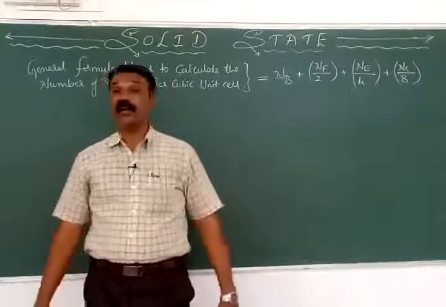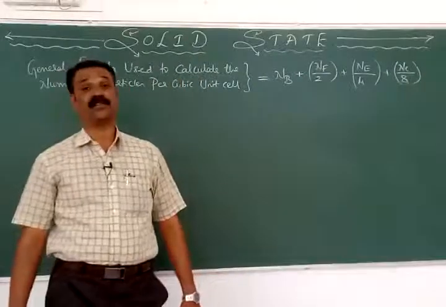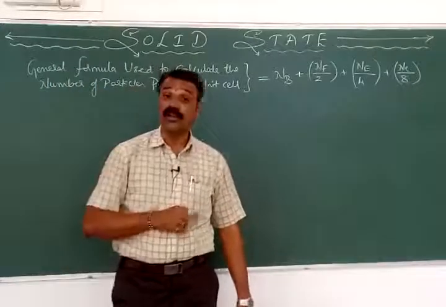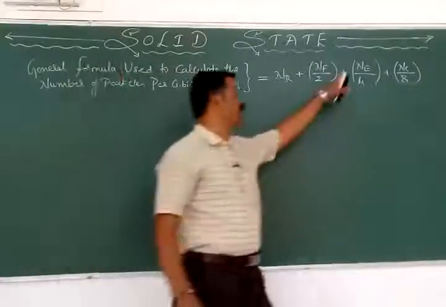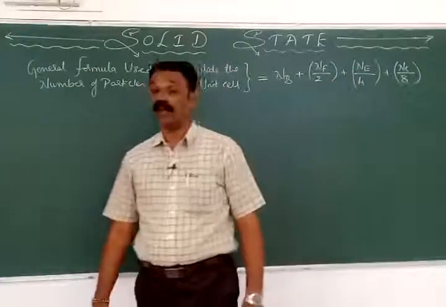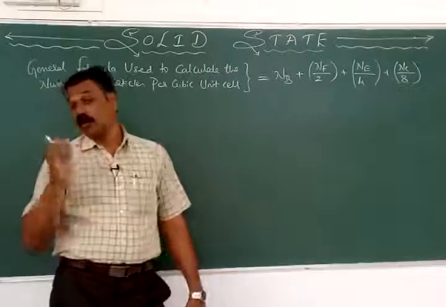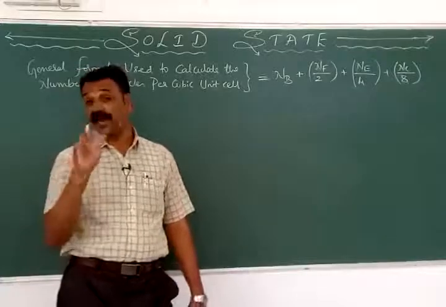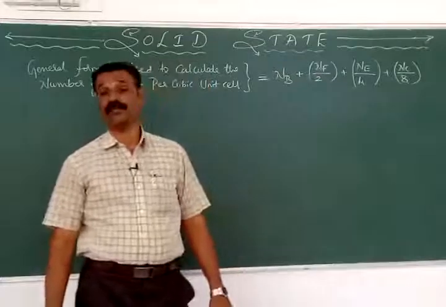What is NE here? It is the number of edge centered particles. What is the contribution for each edge centered particle for the given cubic unit cell? It is just 1 by 4. Therefore 1 by 4 into NE is NE by 4. And finally, what is NC there? It is the number of corner particles. What is the contribution for each corner particle? It is just 1 by 8. Therefore it is 1 by 8 into NC, that is NC by 8.